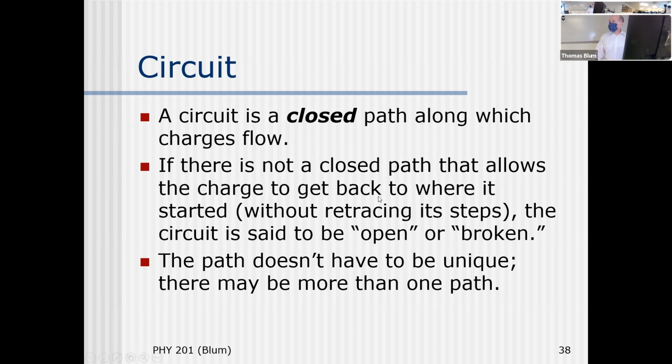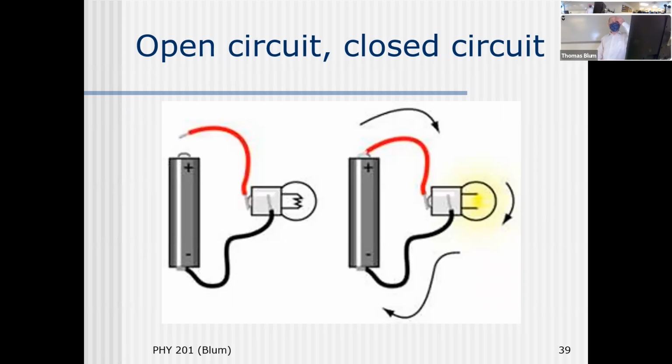If there's not a closed path, it's referred to as open or broken. Like if your phone wasn't working, they might say there's an open on the line. There has to be a path. There does not have to be a unique path. You can have more than one path. So here's an open circuit. That red wire is not quite connected to the battery. Then when we connect it to the battery, it becomes a closed circuit, and the light turns on.